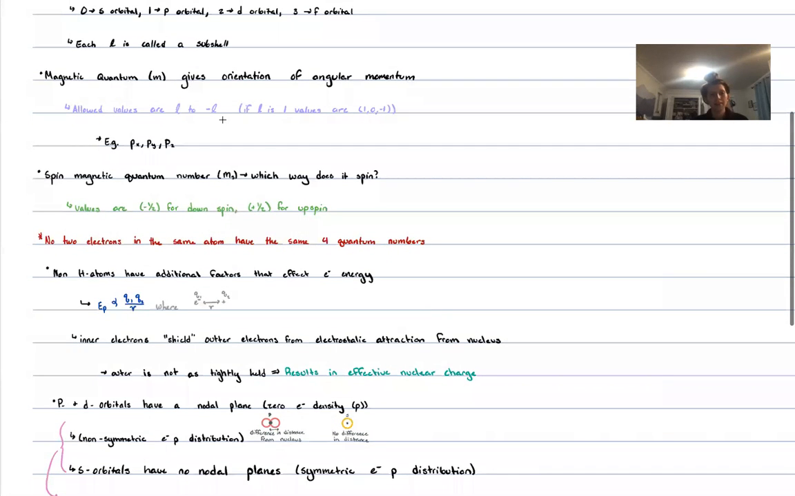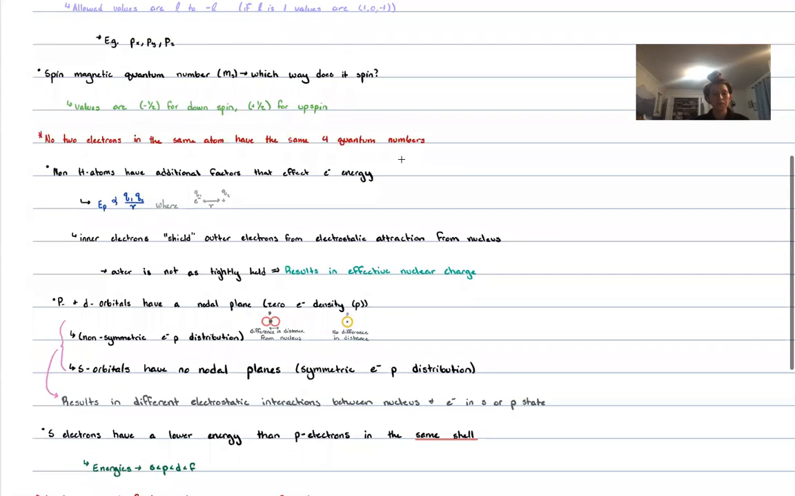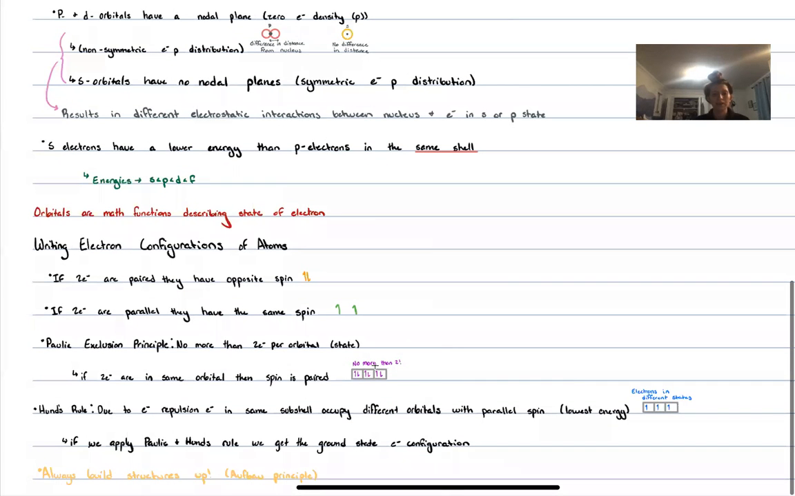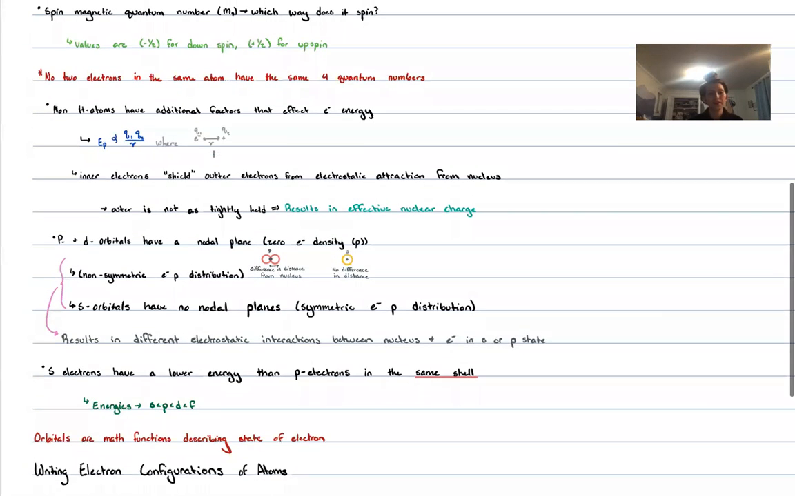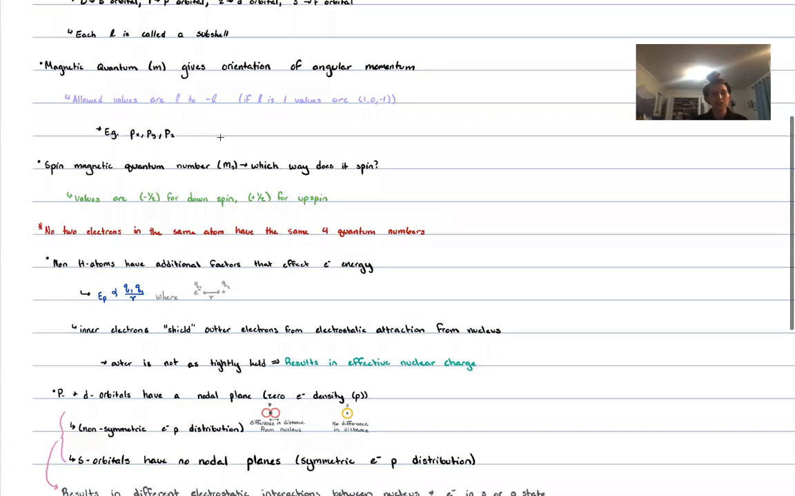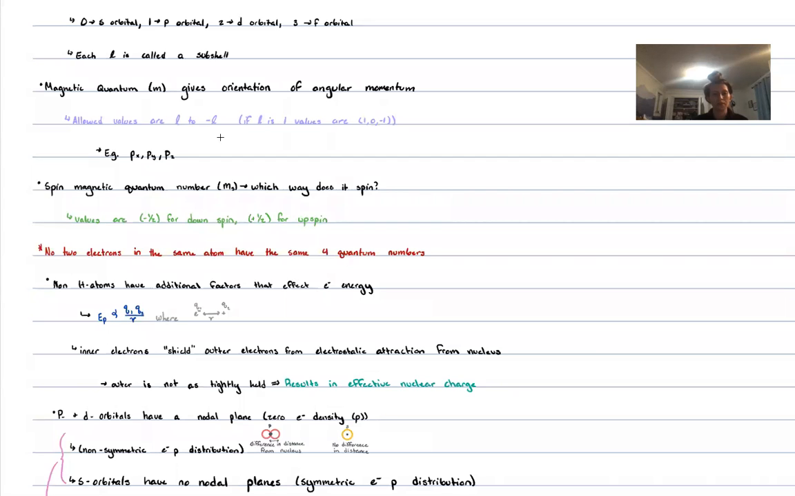And then the final thing that we really have, to explain this, if this is a p orbital, we would have -1, 0, and then 1 here. So it's always just negative to positive, including 0. And then the final thing that you have is the direction that it's spinning, and that's either just up or down.